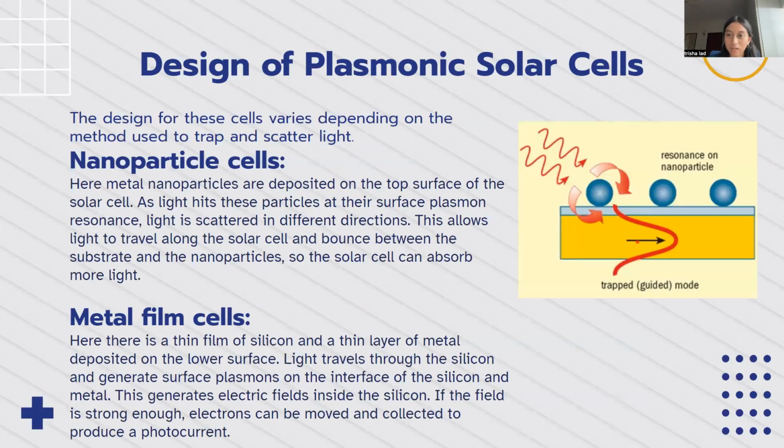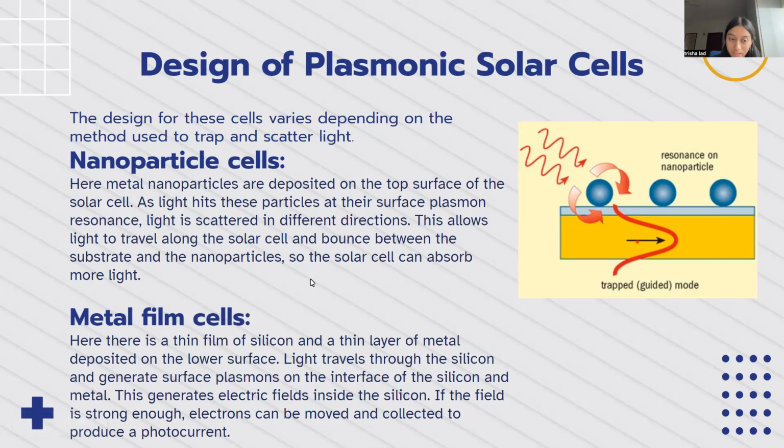Then there's the design of plasmonic solar cells. The design of the cell varies depending on the method used to trap and scatter light. So first there's nanoparticle cells. Here, metal nanoparticles are deposited on the top surface of the solar cell. As light hits these particles at their surface plasmon resonance, light is scattered in different directions. This allows light to travel along the solar cell and bounce between the substrate and the nanoparticles, so the solar cell can absorb more light.